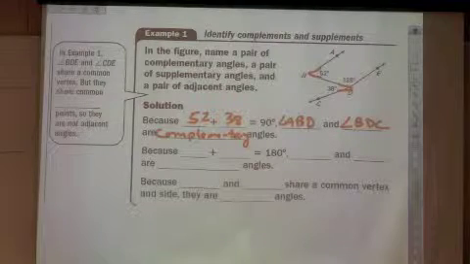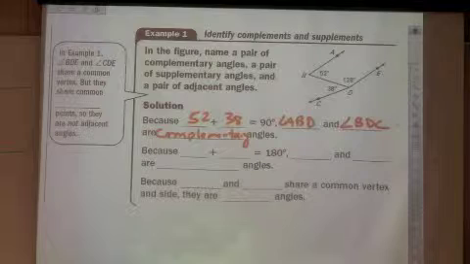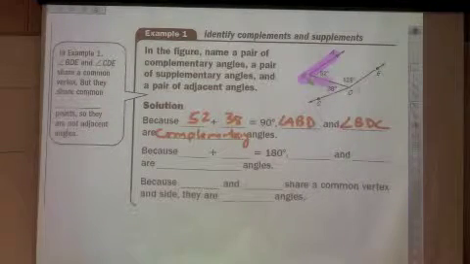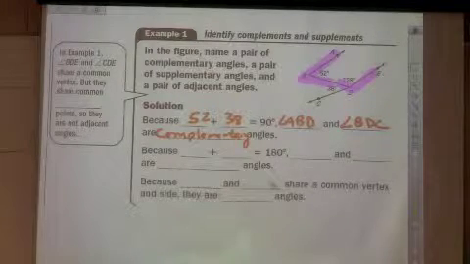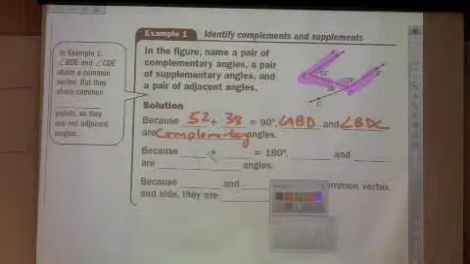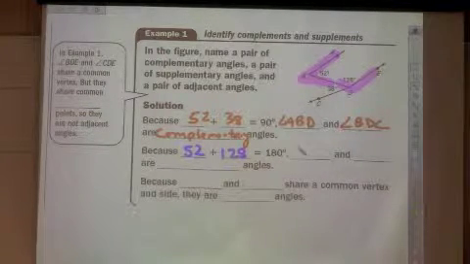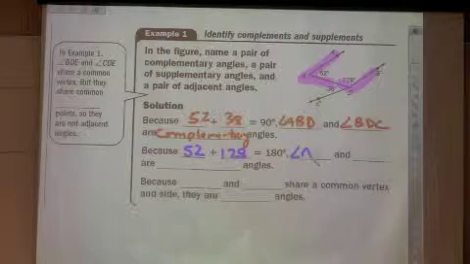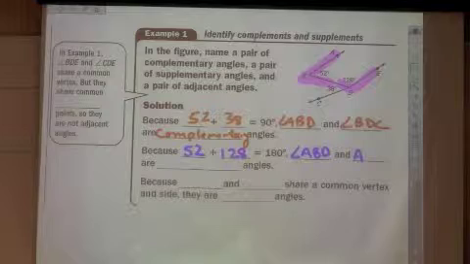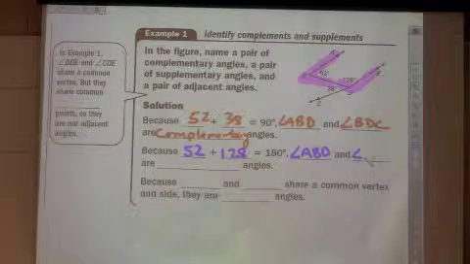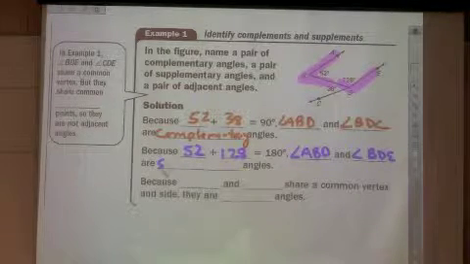Okay. How about some supplementary angles up there? Anybody seeing supplementary angles? Roman, what do you got? Angle ABD and BDE. Why do you think those are supplementary? They add up to 180. You got it, okay. So because 52 plus 128 is 180 degrees, like he said, angle ABD and angle BDE are supplementary. Very good.